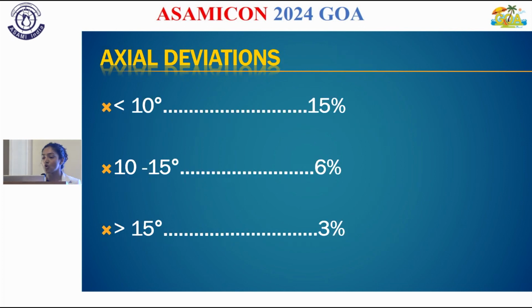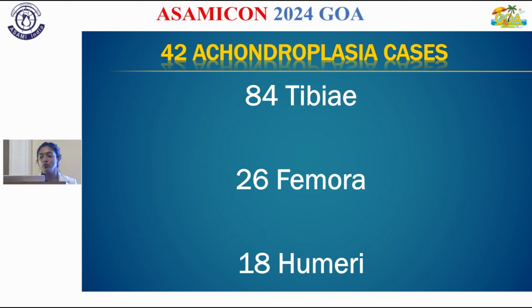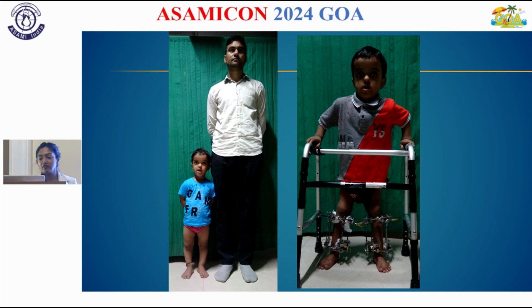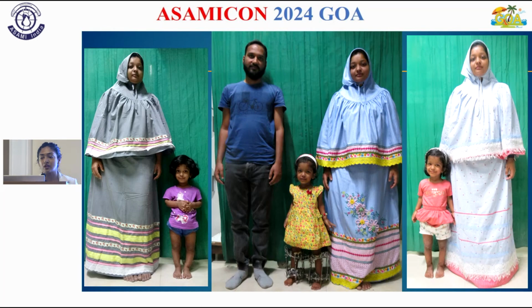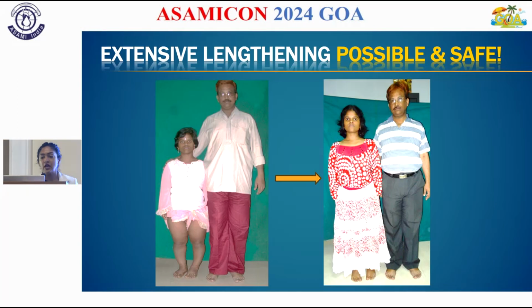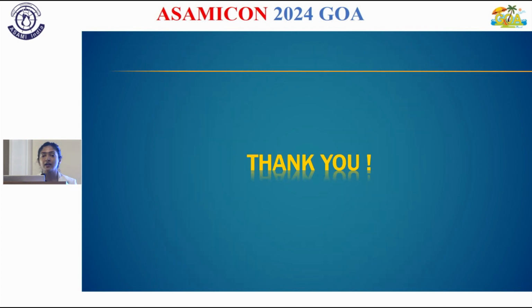Axial deviation was the commonest complication, only 3% having deviation more than 15 degrees. In our series of 42 achondroplasia lengthenings, these were the amounts of lengthening in a single stage. Currently, there are 5 cases in different stages of treatment at our institution. In conclusion, I would like to state that extensive lengthening in achondroplasia is possible and safe, allowing good function and integration into society. I thank you for your kind attention.